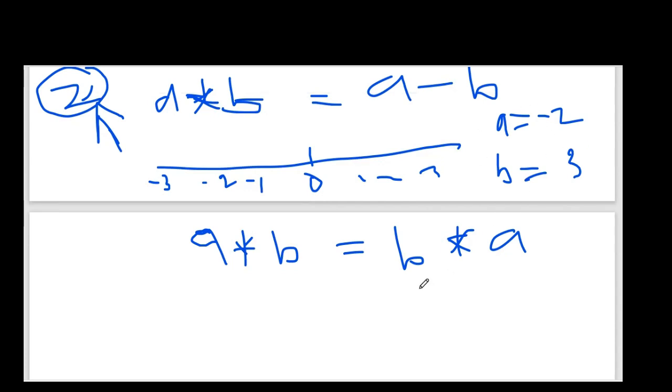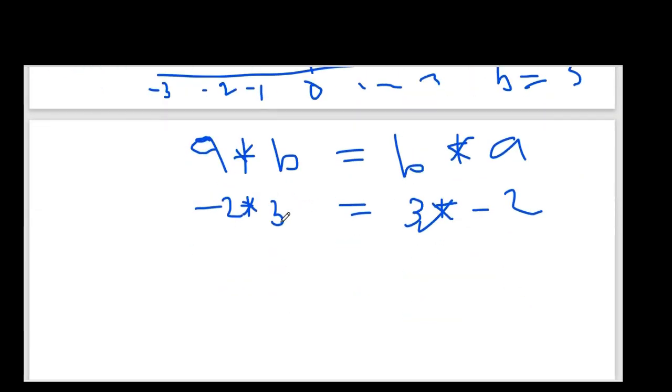Then I'm going to test these numbers in our operation and see if they will give me the same answer. So here we are doing -2 star 3, which is equal to B star A, meaning we're starting with 3, then we're saying star -2. Let's find the answer for this and the answer for this and see if they're the same.